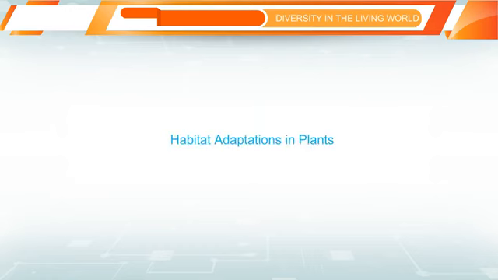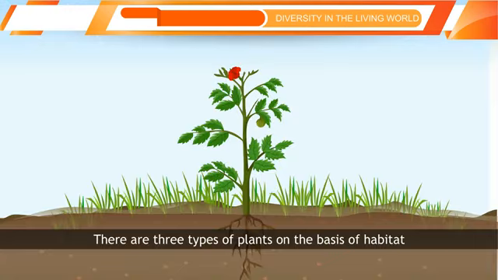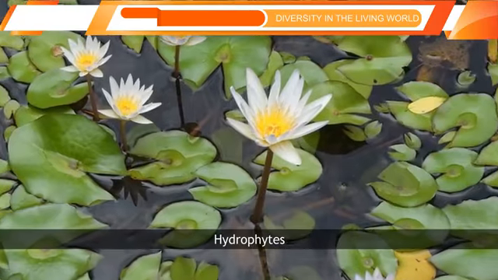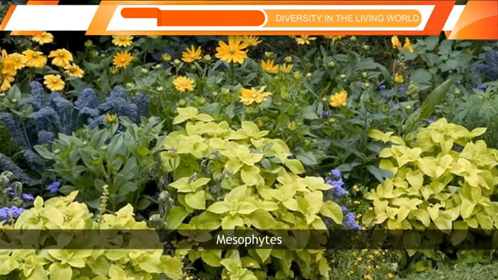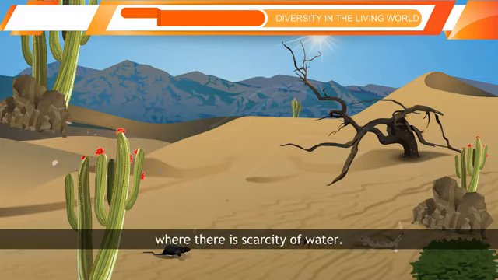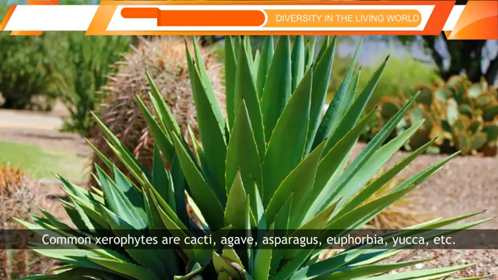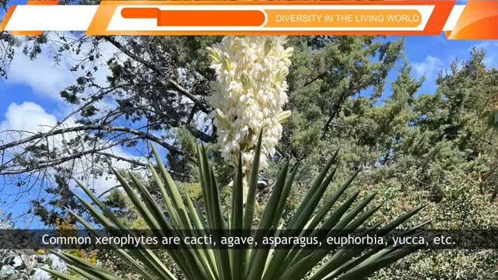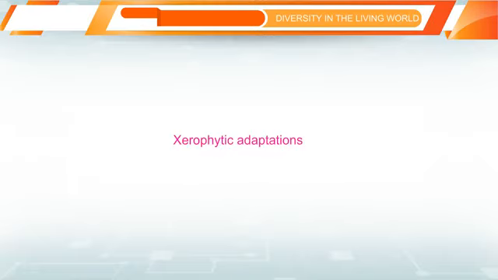Habitat adaptations in plants. There are three types of plants on the basis of habitat: xerophytes, hydrophytes, mesophytes. Xerophytes. These are the plants that grow in deserts or in very dry places where there is scarcity of water. Common xerophytes are cacti, agave, asparagus, euphorbia, yucca, etc.